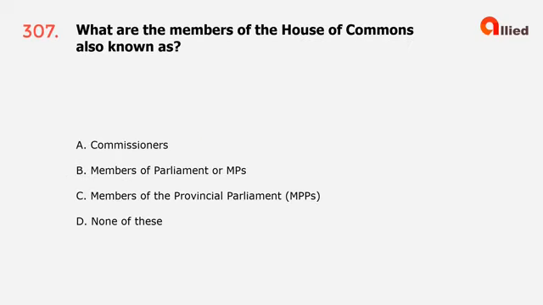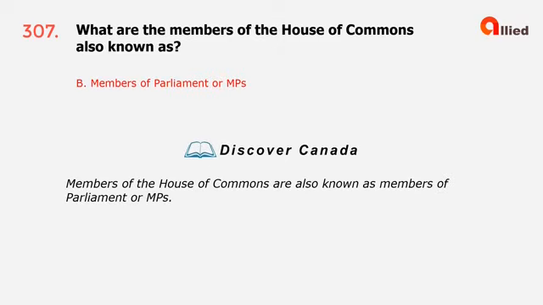Question 307. What are the members of the House of Commons also known as? A. Commissioners. B. Members of Parliament or MPs. C. Members of the Provincial Parliament, MPPs. D. None of these. The answer is B. Members of Parliament or MPs.